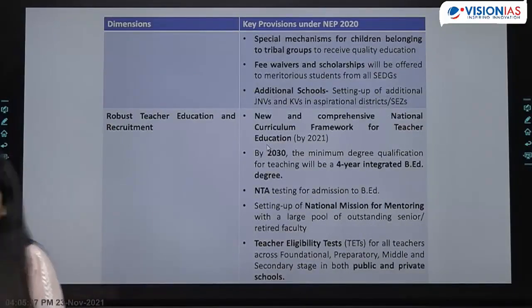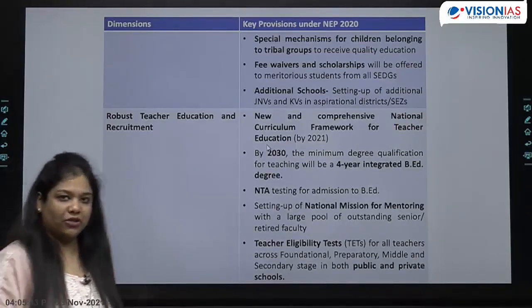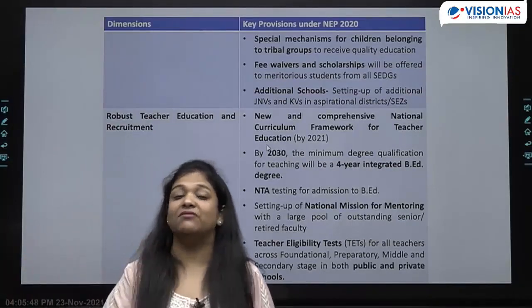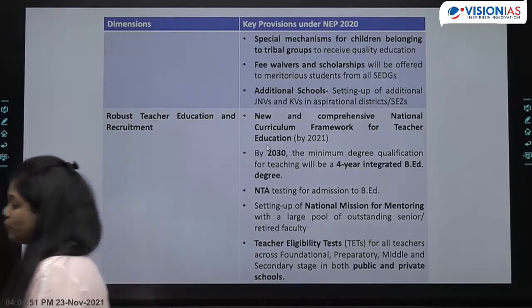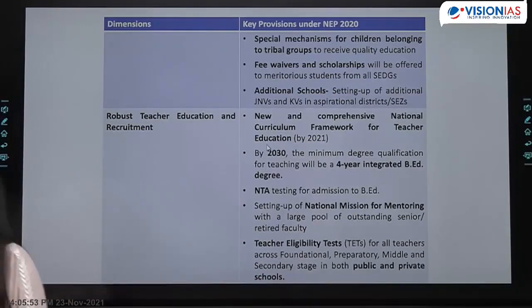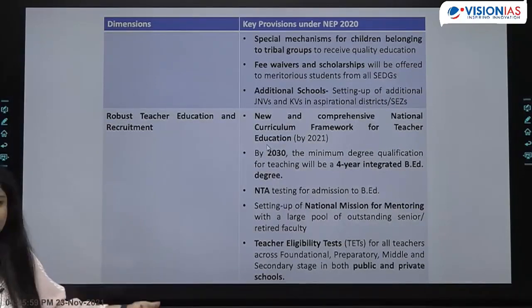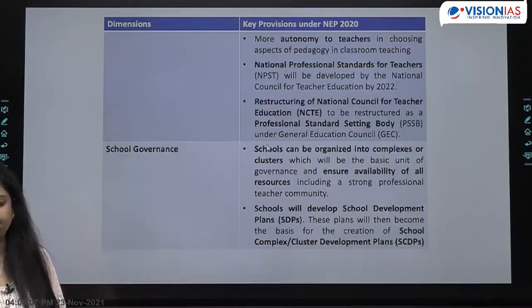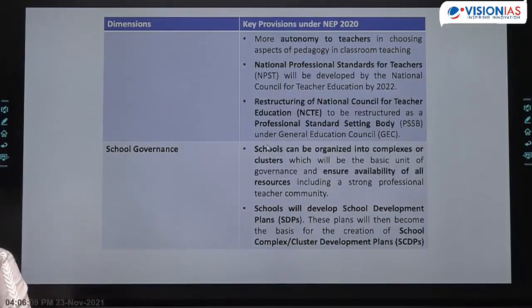ठीक है. Then there has been a comprehensive curriculum framework for the teachers also. Now, no matter how good infrastructure you create, how many resources you generate, if the teachers who are providing education are themselves not skilled, then it becomes a challenge. So, pre-job training, on-job training, everything would be ensured. NTA, National Testing Agency, would be the organization for the admission to B.Ed. Is that clear? Then proper mentoring वगैरह will be ensured. Then more autonomy would be provided to the teachers. Professional standards for teachers would be developed by the National Council for Teacher Education.